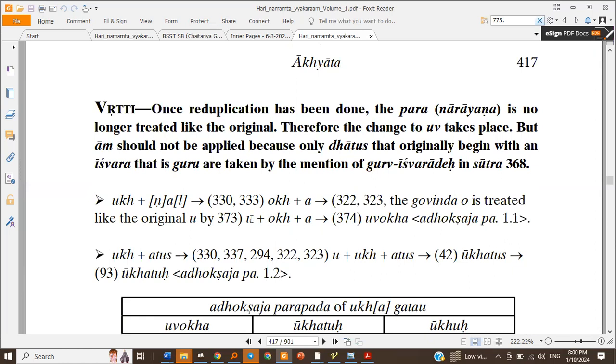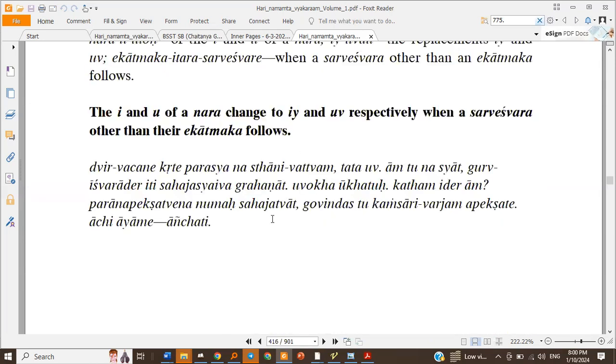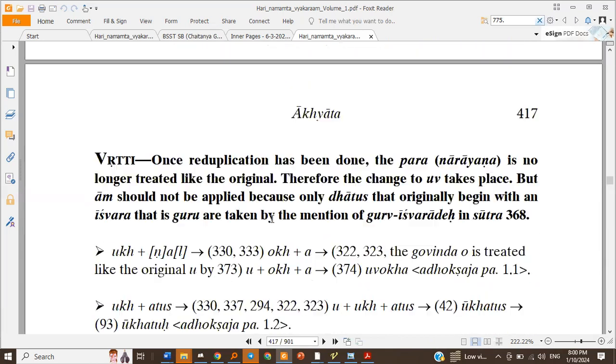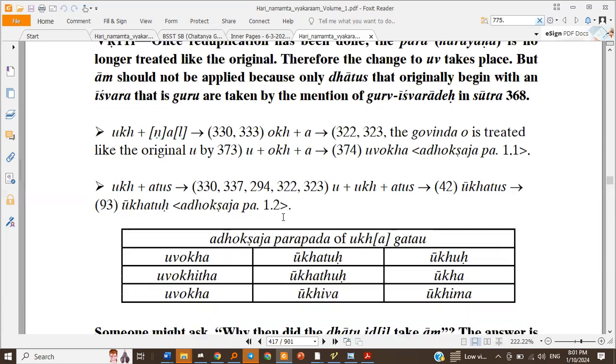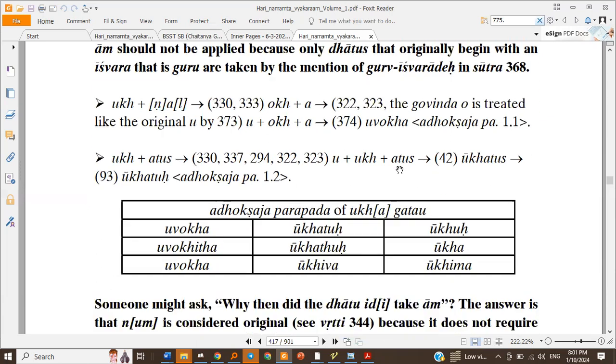Now here the sutra says, this current one, 374, that if the nara u, the u becomes u when there is a sarveshwara following which is not its ekatmaka. So we have this o ram, so it becomes uv. So we get uvoka and ukhatu, ukhu, ityadi.